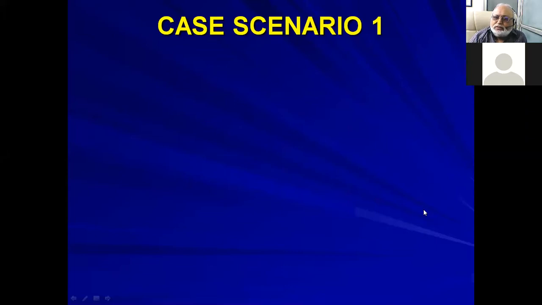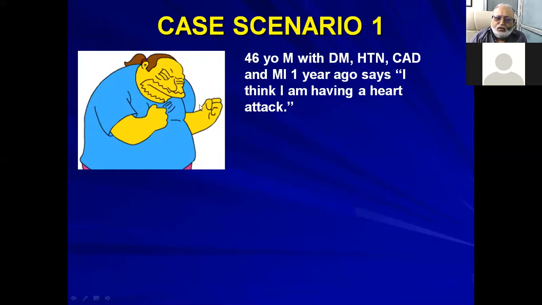So let us look at some of the cases. I'm going to give you some clinical cases that we often see in our routine practice. Now, first case: a 46-year-old male, a known diabetic, hypertensive, with a history of coronary artery disease. He had an MI 1 year ago and says, "I think I'm having a heart attack." And this is the way he presents, with his fist on his chest.